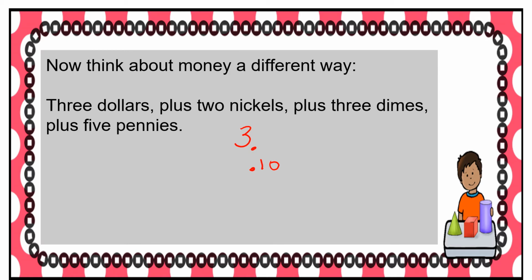Plus 3 dimes. Well, 1 dime is 10 cents, so 3 dimes is 30 cents. Plus 5 pennies. And 5 pennies is 5 cents, or 5 out of 100. And if I add in my missing zeros, and if I add them all up, I've got 5. 3 plus 1 is 4, and 3. So my answer is $3.45. All right, so far so good.